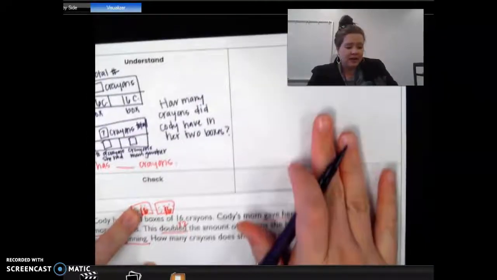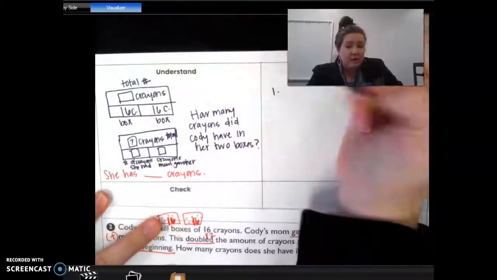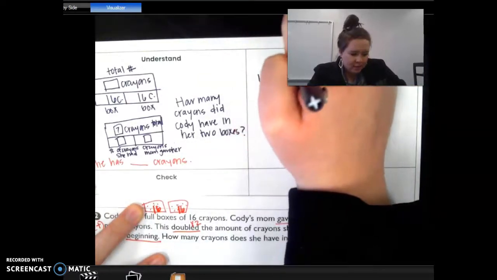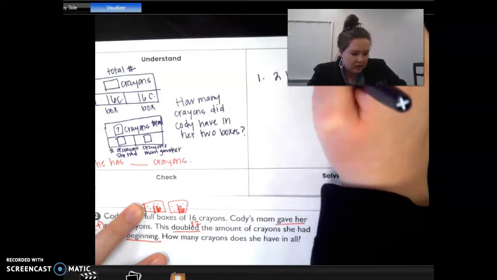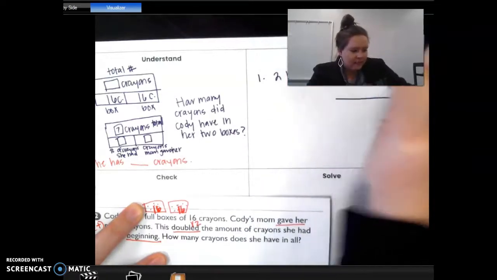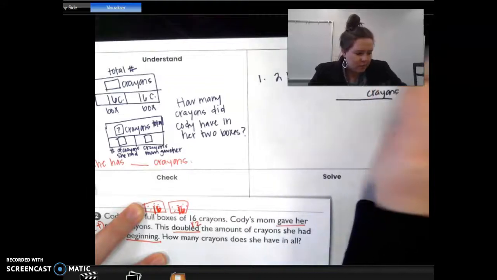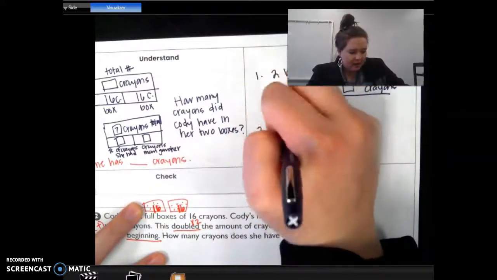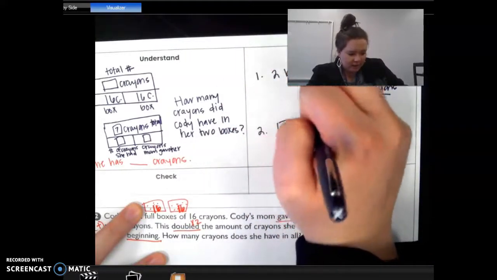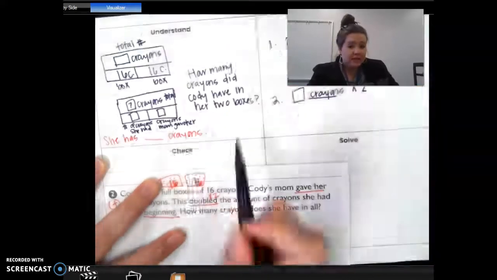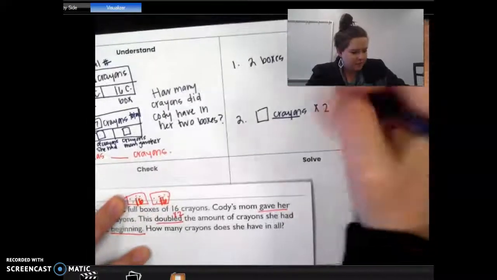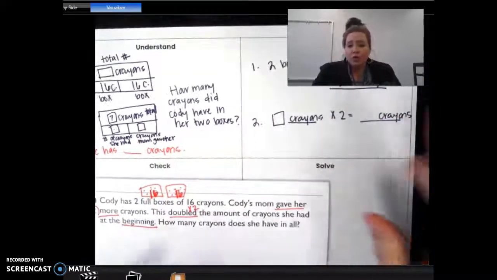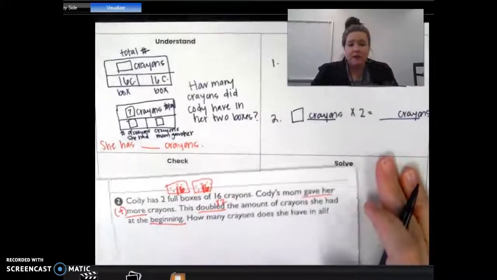We're doing the understand, then I want to do the plan. The first step, again, it's going to be more than one step. So my first step is going to be multiplying 2 boxes times 16 crayons equals a number of crayons. Okay, my second step is going to be a number of crayons times 2 because she has that same number 2 times, which equals crayons. Okay, this is all we're doing for this first problem.